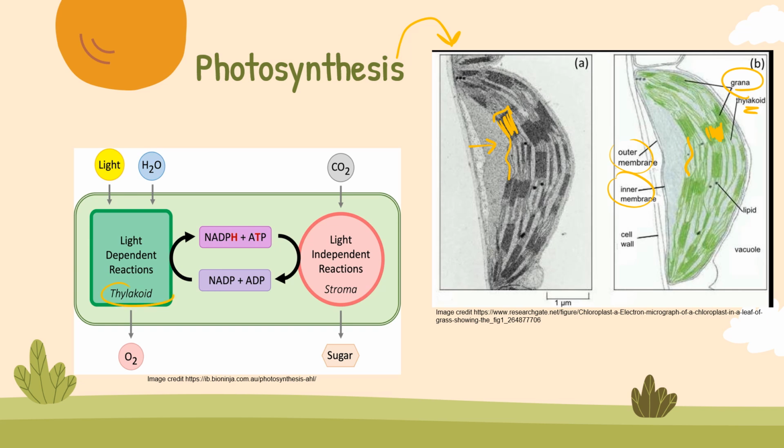Light-dependent reactions happen in the thylakoid. Light-independent reactions happen in the stroma, still in the chloroplast, but outside those thylakoid membranes. Lots of interdependence between those light-dependent reactions and the light-independent reactions.